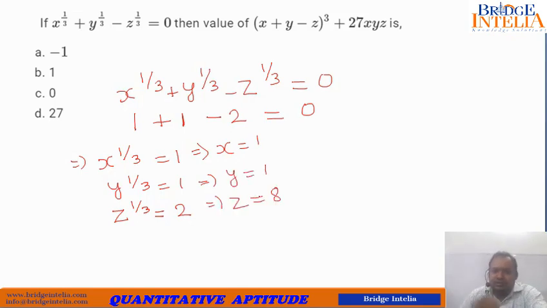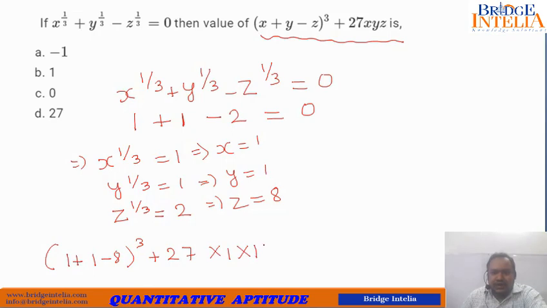Now what to do? You simply substitute this value here and see what happens. So now I do that. So x plus y plus z, that means 1 plus 1 minus 8 whole cube plus 27 into 1 into 1 into 8. So let's see what this comes out to be. So this is basically equal to minus 6 whole cube. So minus 6 whole cube is minus 216.